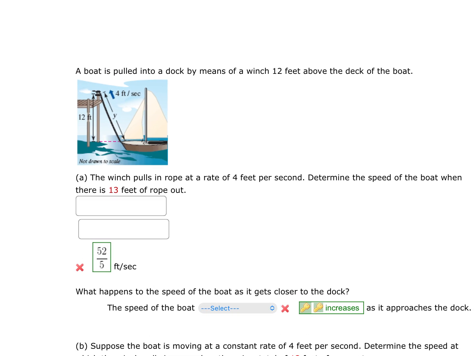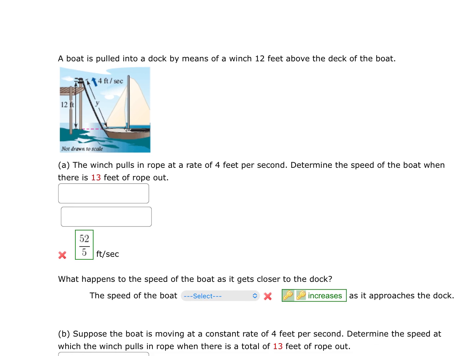A boat's being pulled into a dock by means of a winch, 12 feet above the deck of the boat. Okay, that makes more sense. A winch pulls the rope at a rate of 4 feet per second. Determine the speed of the boat when there's 13 feet of rope out. The height of the deck doesn't change. So that's 12. 12 is going to stay the height of the deck.